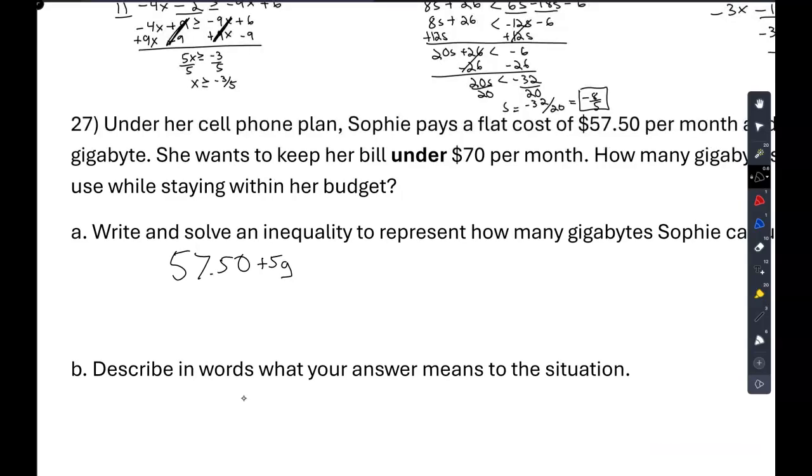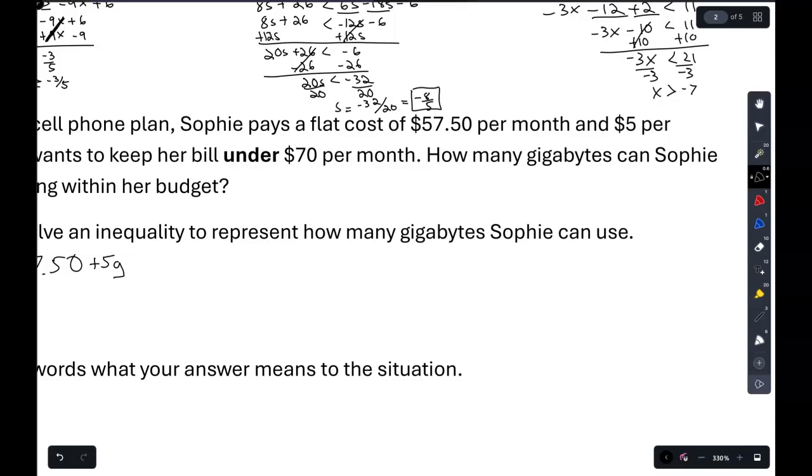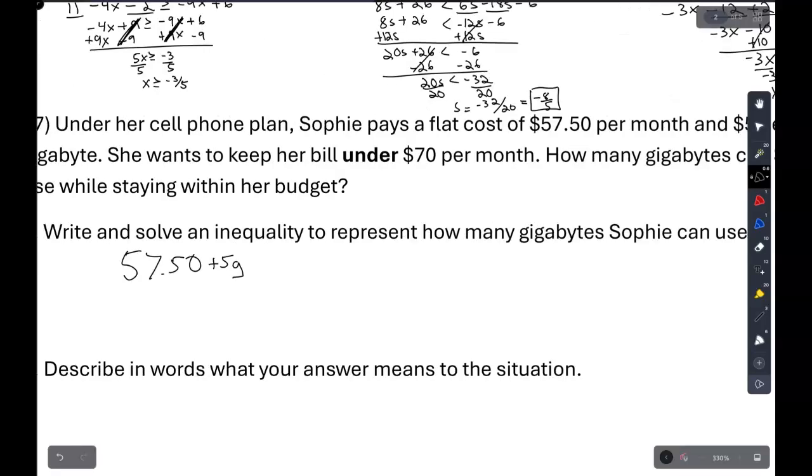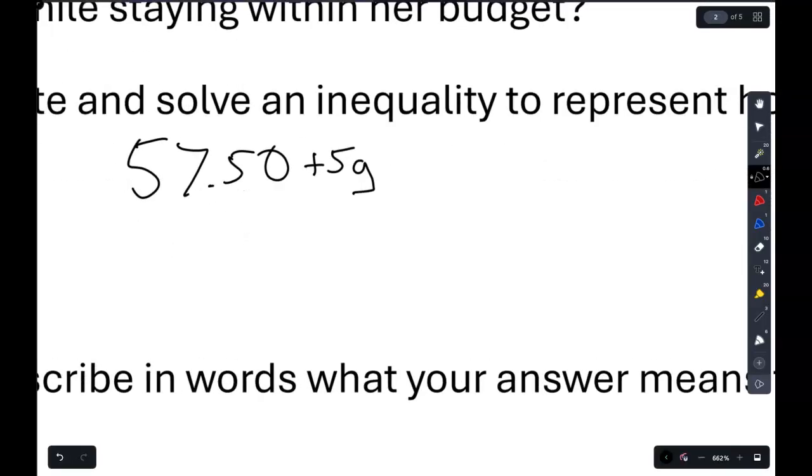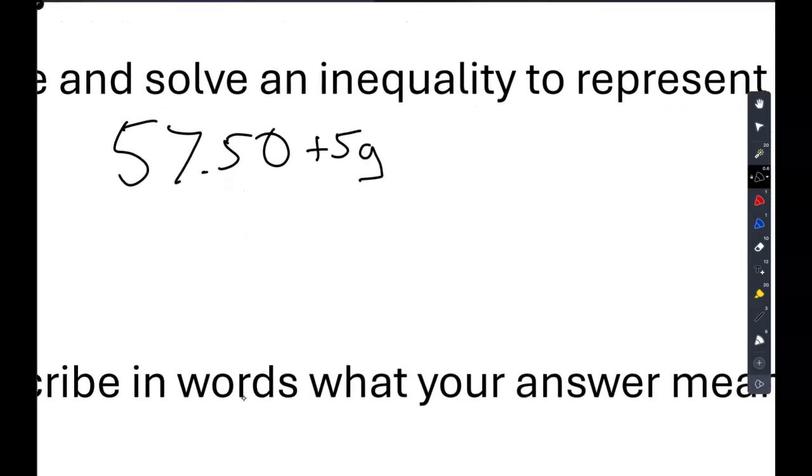All right, she wants to keep the bill under $70 per month. How many gigabytes can Sophie use while staying within her budget? All right, so she wants to be under 70, so it has to be less than 70. And now we're just working from here.